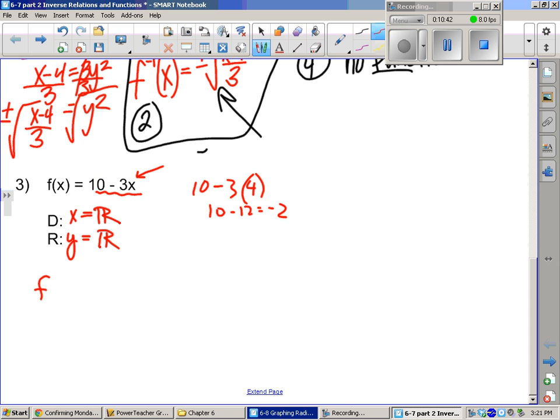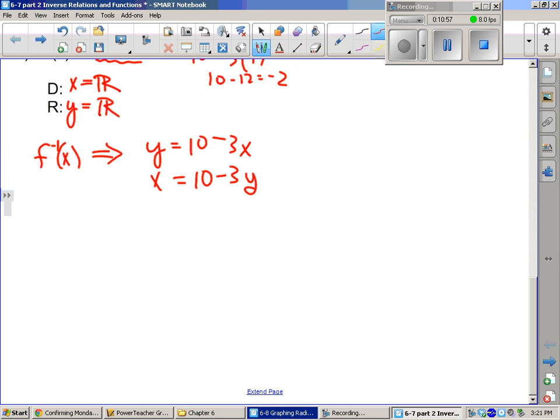Okay, so the next thing we have to do is find the inverse. So switch the x and the y. So the inverse of our function. All right, here's how we're going to do it. I'm going to make it y equals 10 minus 3x, that's just the original. So x equals 10 minus 3y.